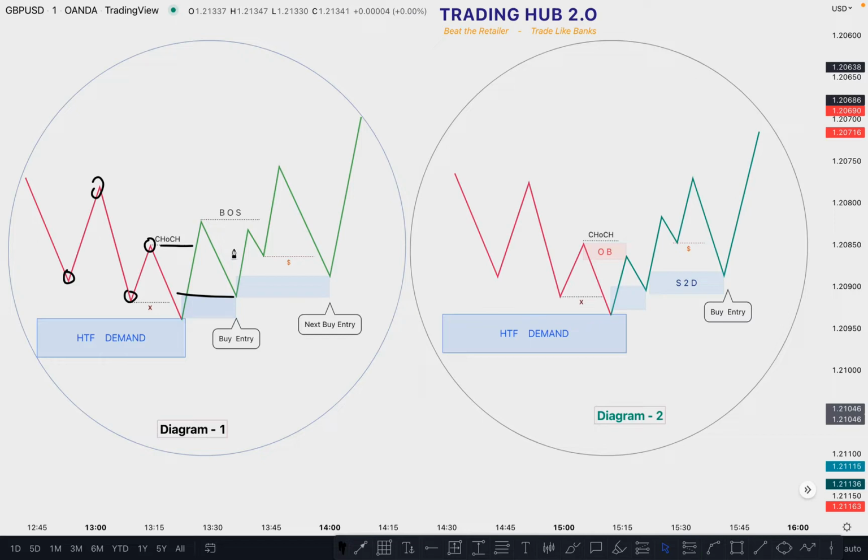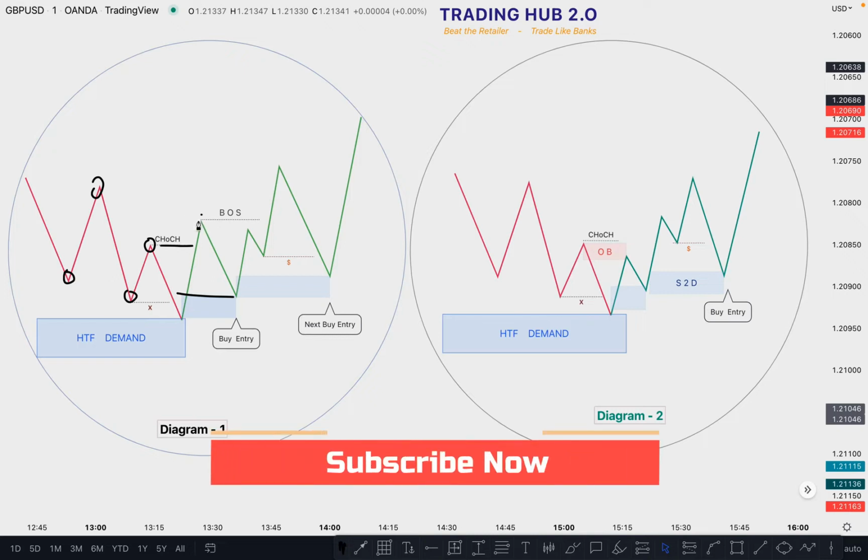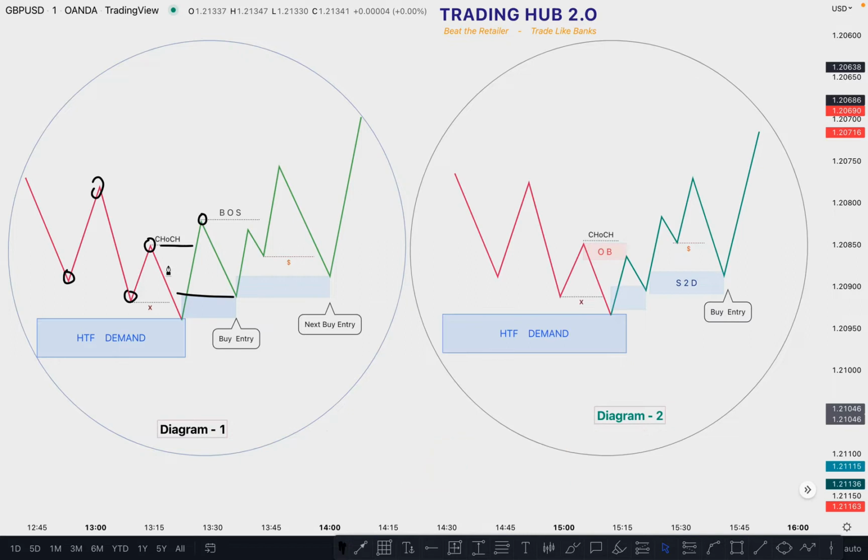This entry is called a change of character based entry, and the second entry is our break of structure. Break of structure is generally a trend continuation, and this one is here. You can see when the market breaks our recent structure, this one is our higher high, because the market momentum has changed in the lower time frame. The market is trying to continue higher like this. This is our first entry here. When the market taps here, this one is our first entry.